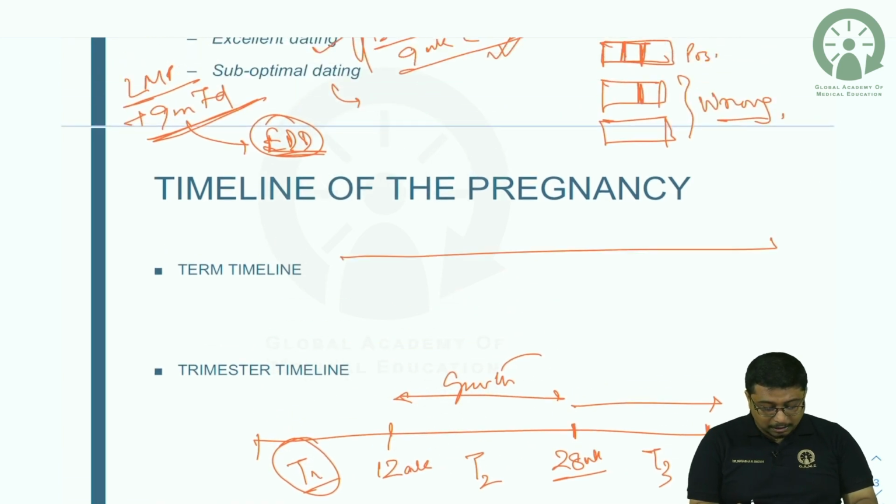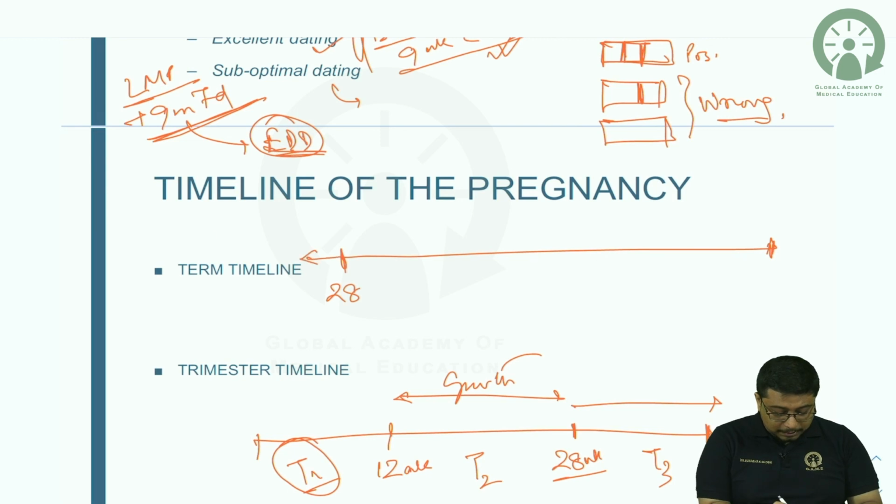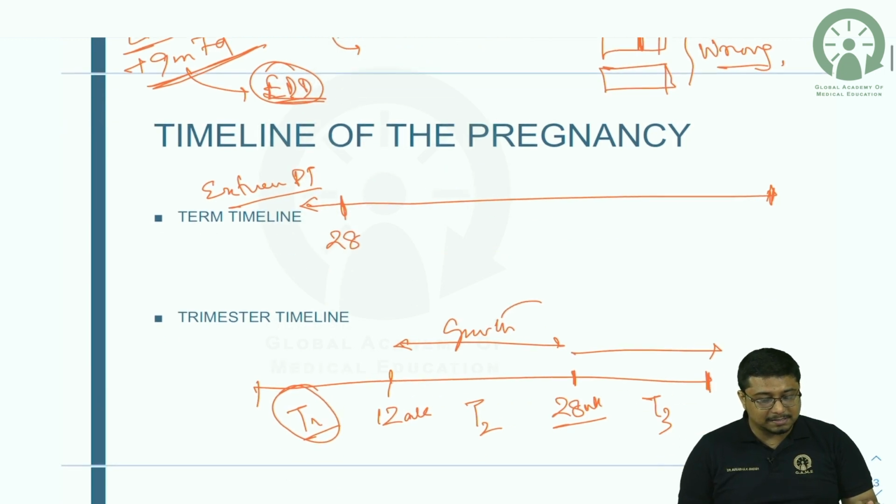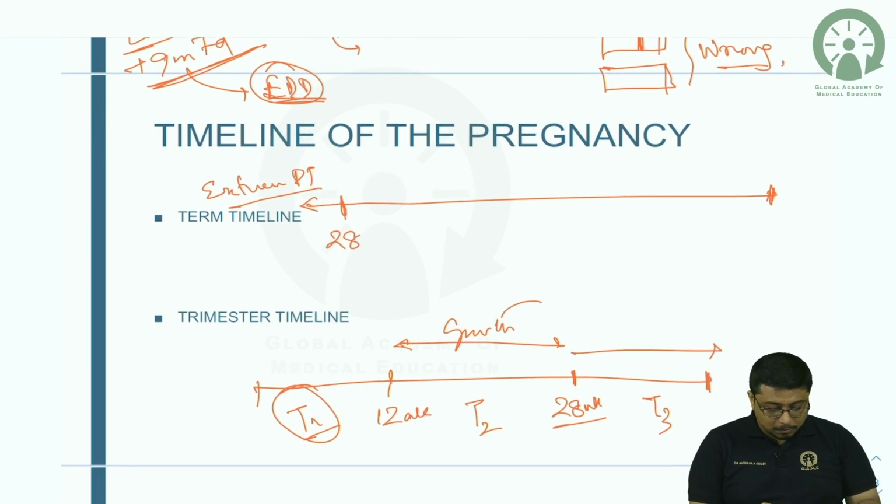So what is the term timeline? From 28 weeks I'm taking. Less than 28 weeks is extreme preterm, which the Government of India doesn't even recognize as a viable fetus. Now 37 weeks is the term. Beyond 42 we call it post term. Beyond 42 is post term.